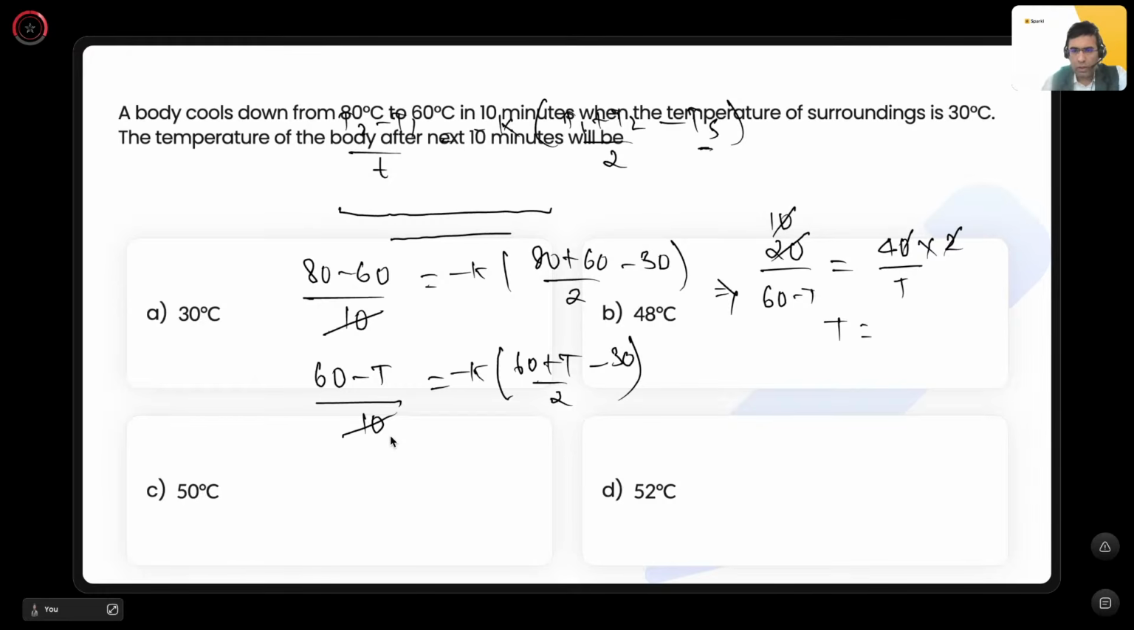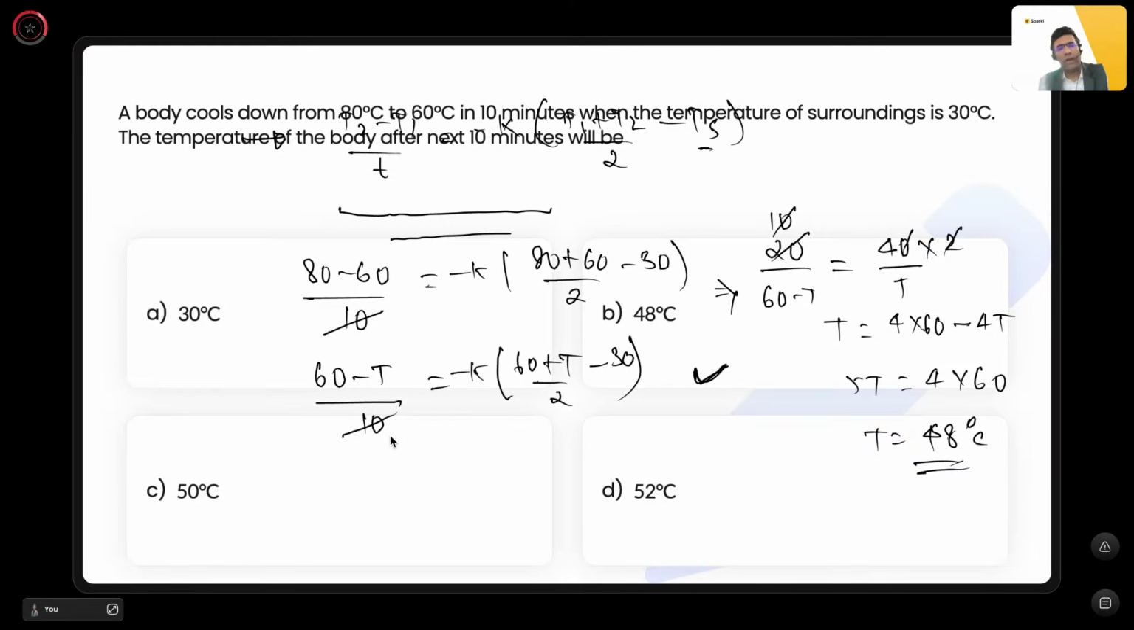So T will be equal to 4 into 60 minus of 40. 5T will be equal to 4 into 60, and T will become equal to 48 degrees Celsius. So this will be my answer. So you just have to do the calculations. The formula is pretty standard. It's very easy.